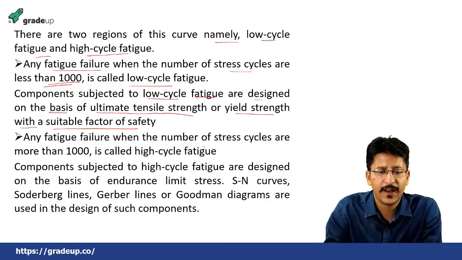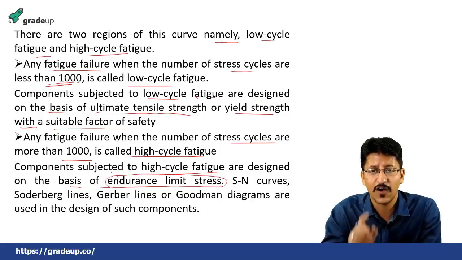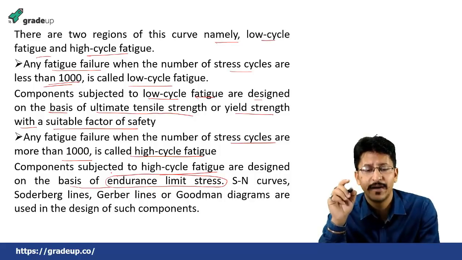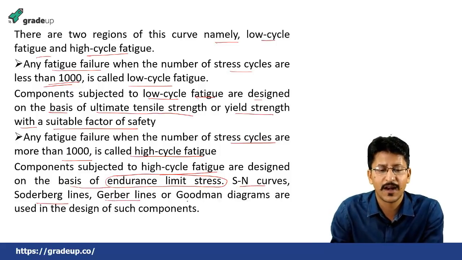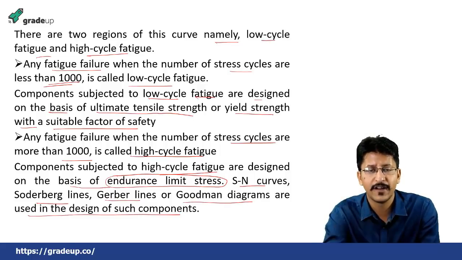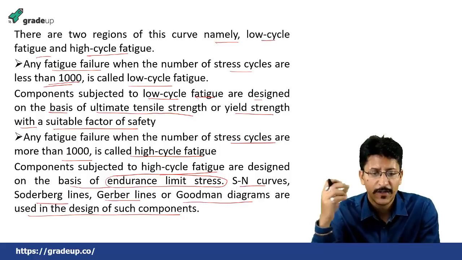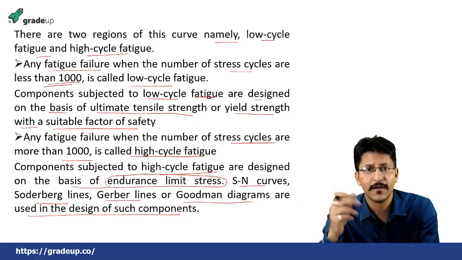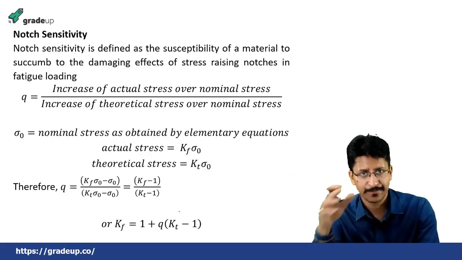Any fatigue failure when the number of stress cycles is more than 1000 is called high cycle fatigue, and the components subjected to high cycle fatigue are designed on the basis of endurance limit stress. Now comes the role of endurance limit stress in high cycle fatigue. The SN curves, the Soderberg lines, the Gerber lines or the Goodman diagrams are used in the design of such components. You might have heard these names before. They are used for high cycle fatigue, when the number of stress cycles is more than 1000. Now we will see what those lines are.